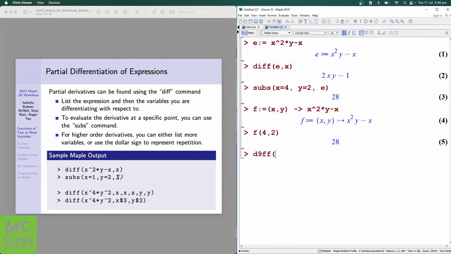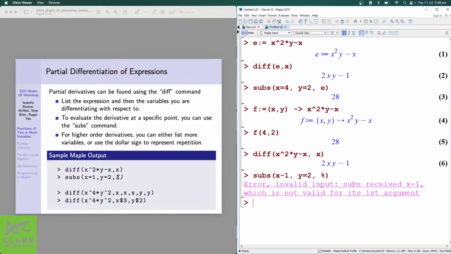So let's say, for example, like earlier, we want to differentiate x squared y minus x with respect to x. And I typed that in a bit wrong there. With respect to x, like so. And then we can define it at a point, we can just do subs x equals 1, y equals 2, define it at the point (1, 2). And since we want to sub it into the previous output, we use the percentage sign. As you can see, it's got error invalid input. That's because I just said x minus 1 instead of x equals 1.